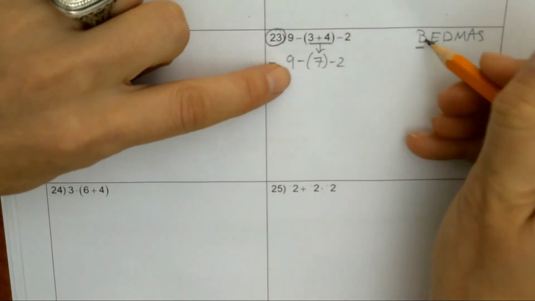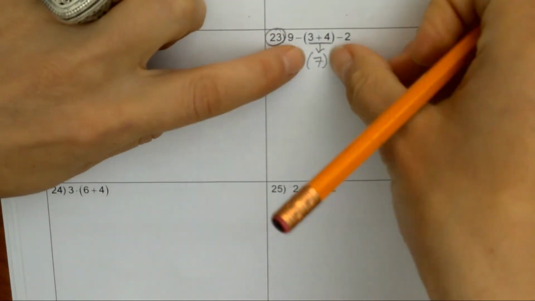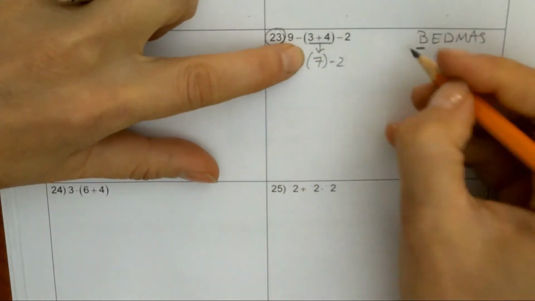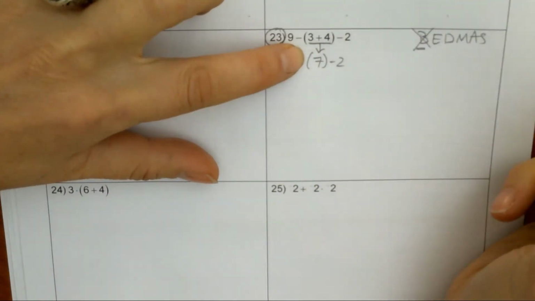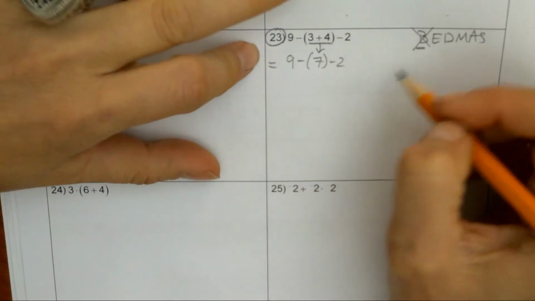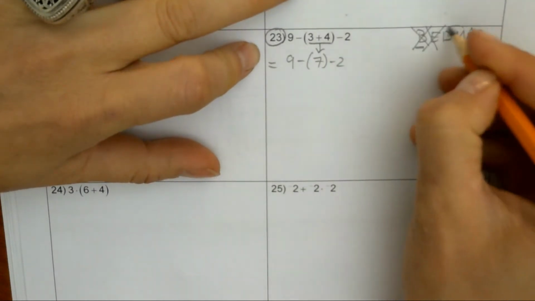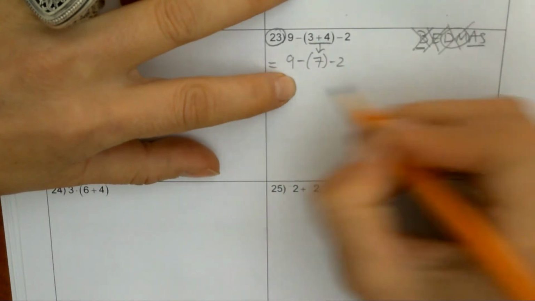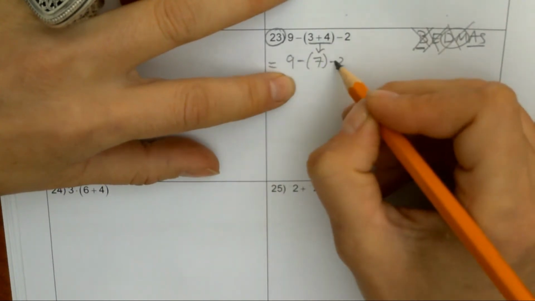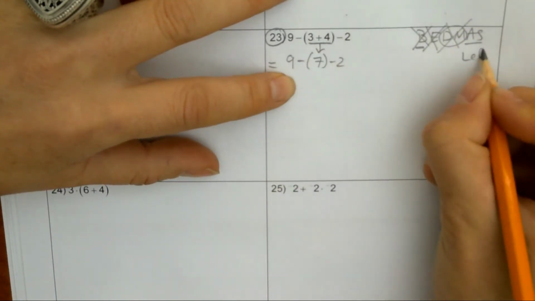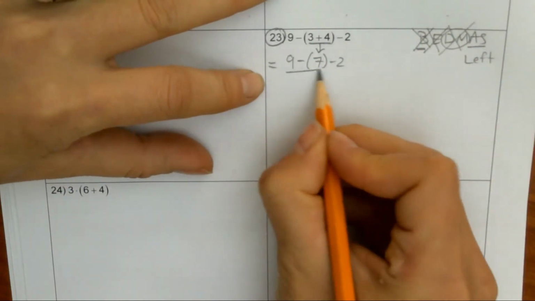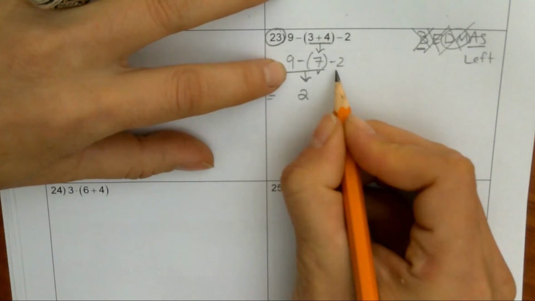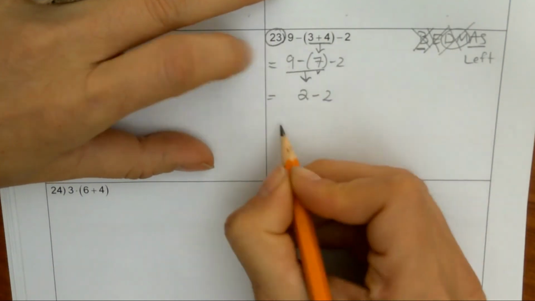Am I finished brackets? Let's check. Can I do anything inside my bracket? Nope, it's only a 7. So I'm done my brackets. Do I have an exponent? No. Do I have divide and multiply? No. Add and subtract? Yes, I have 2 subtracts. So I always have to do my left one first if I have a choice. So 9 subtract 7 is 2, and then write down minus 2 after. 0.